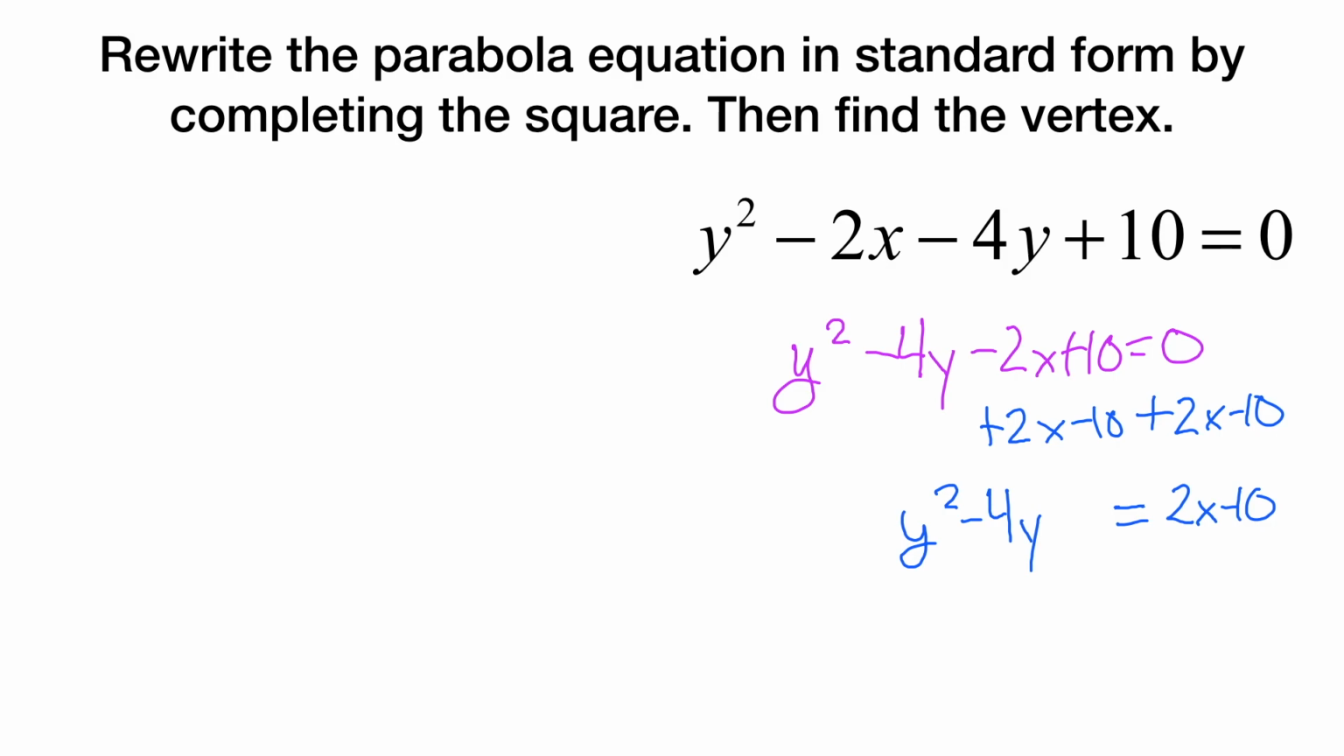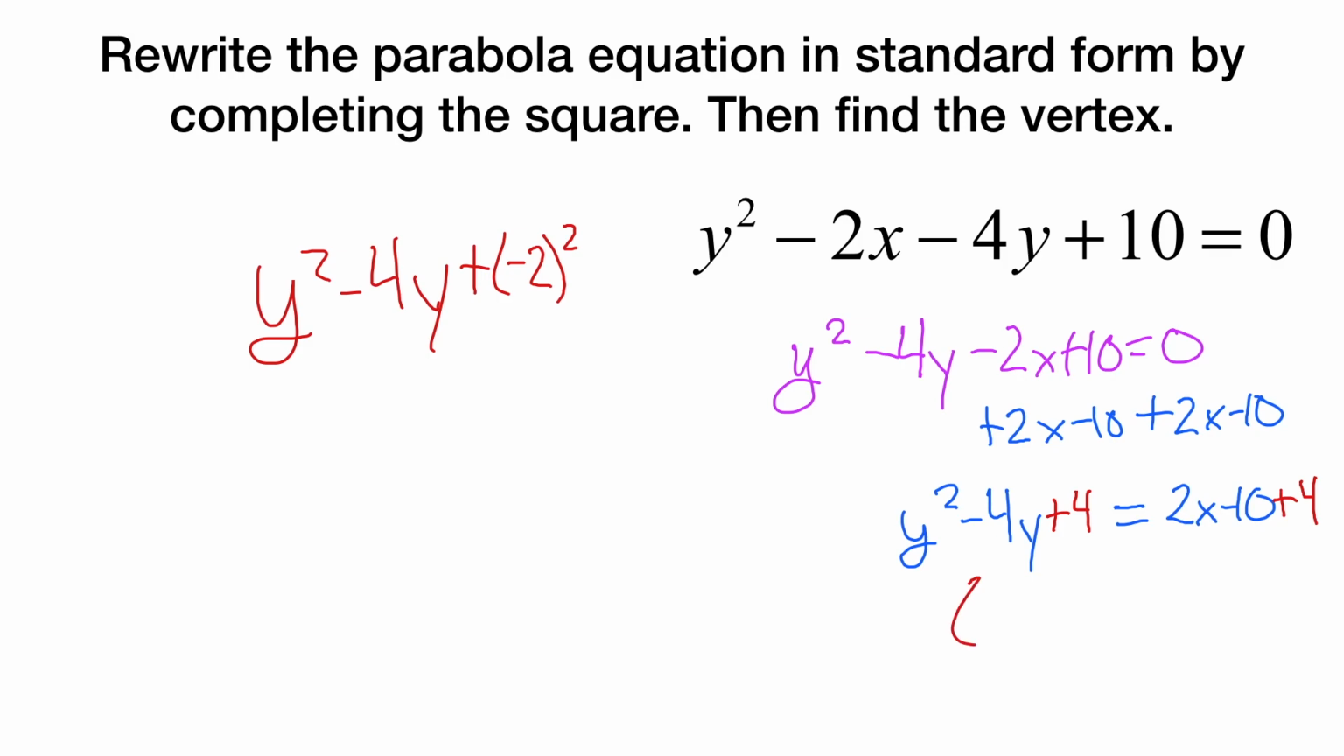Now I have to complete the square. So I go y squared minus 4y. I need two numbers that add up to be negative 4 that are the same. So that would be negative 2 and negative 2. So it becomes plus negative 2 squared, plus 4. That means I add 4 to both sides. Y squared minus 4y plus 4 becomes y minus 2 squared. And this becomes 2x minus 6.